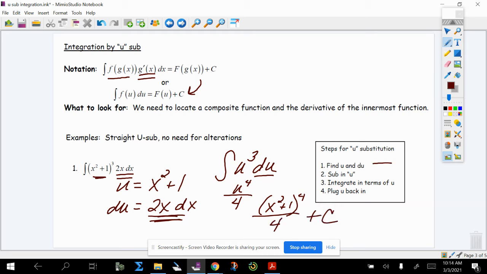So we identify our parts, our inner piece and the derivative. We put everything in terms of u. We integrate primarily with power rules. And then we put our x's back in, plug whatever u was back in, so that we get our final answer.